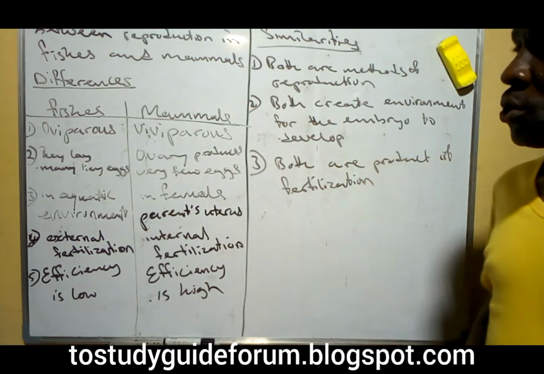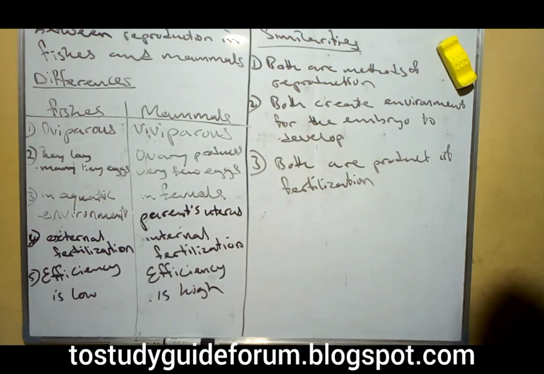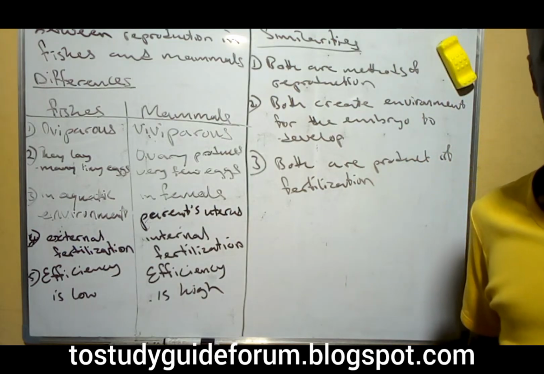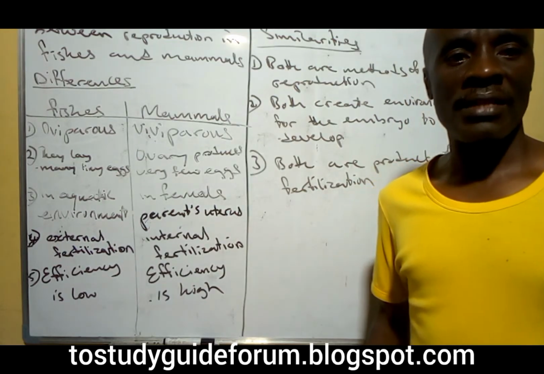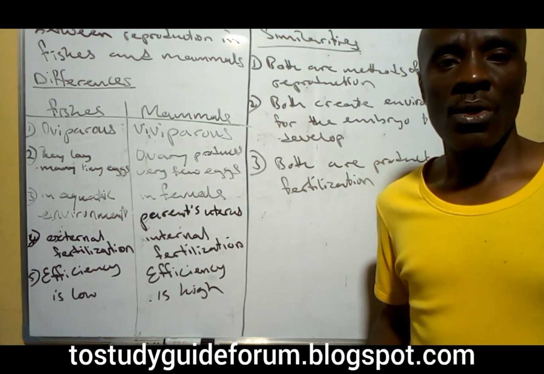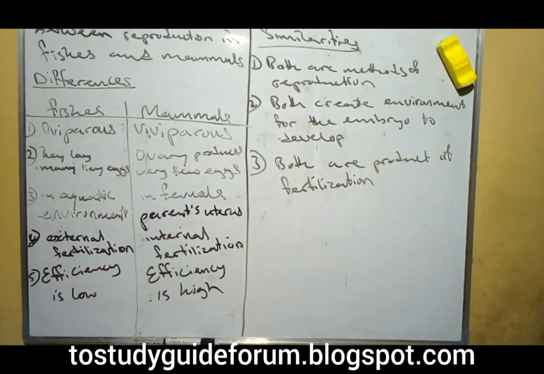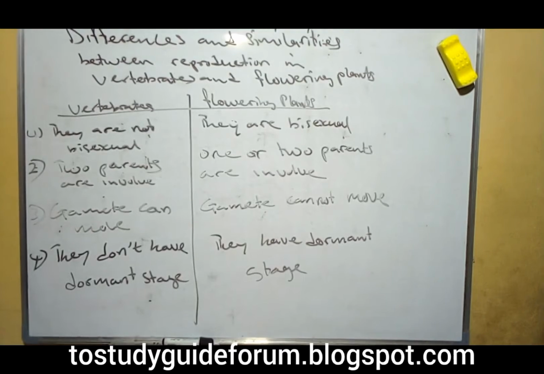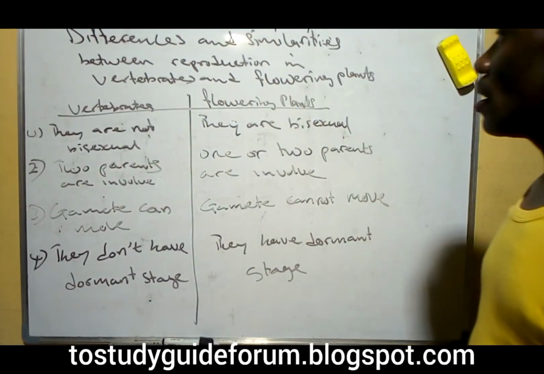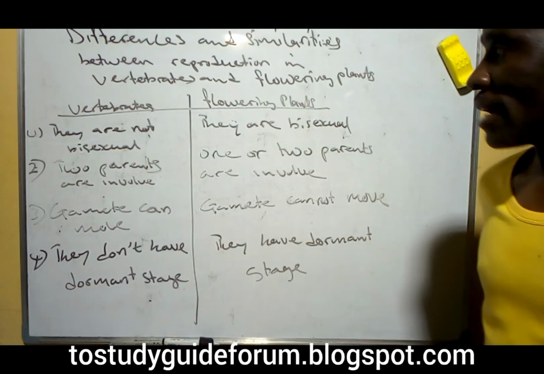So the next one we're going to look at now is the reproduction, the similarities and differences between the vertebrates and the plants. That's what we're going to look at now. So just wait a minute while we go down to that. So we're looking at now the differences and similarities between reproduction in vertebrates and flowering plants.